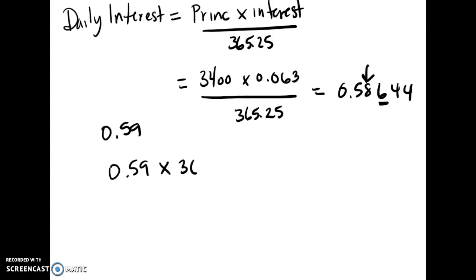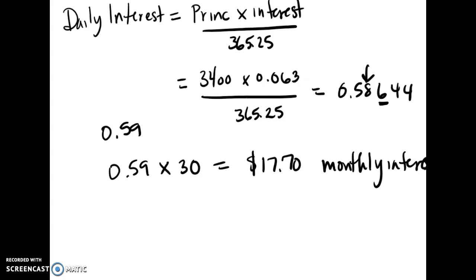So to find the monthly interest amount, I will multiply by 30. I multiplied by 30 as opposed to 31 or 28 because it doesn't specify what months of the year, so I'm just going to assume a 30-day month. When I multiply 0.59 times 30, I get $17.70. And that will be my monthly interest.